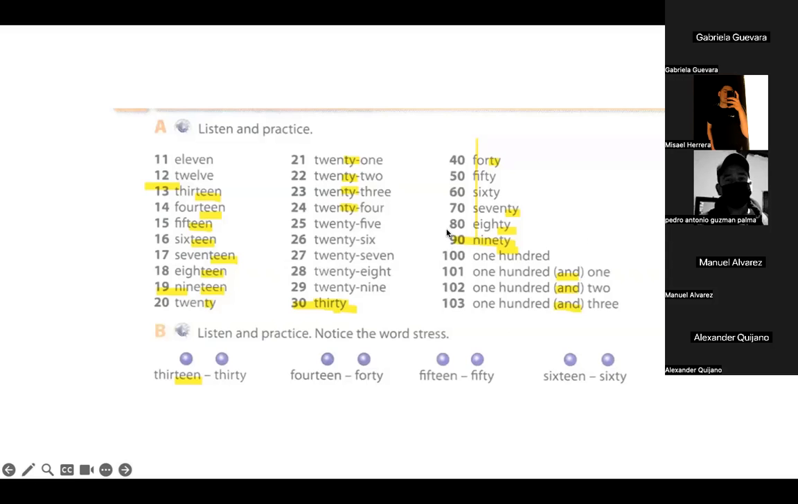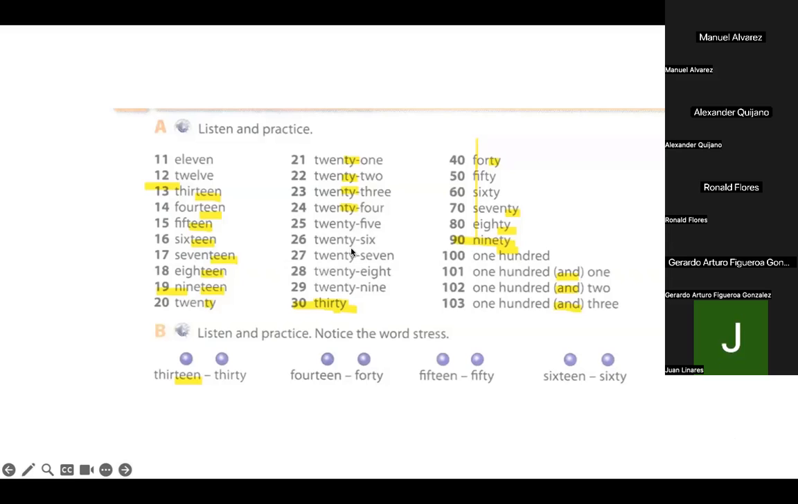Okay, Pedro, can you help me with 90? 90. Awesome. Excellent. Okay, Manuel, can you help me with 12? 12, right? And here we have Alex. Alex, can you help me with this one? Con 70. 70, right? And here we have Ronald. Can you help me with this one? 18.